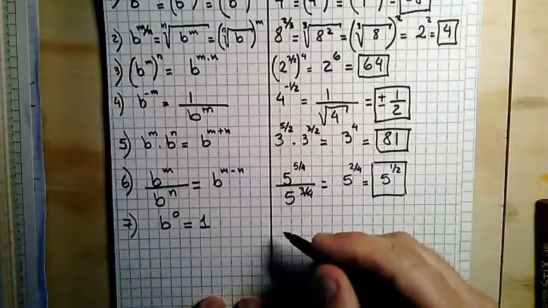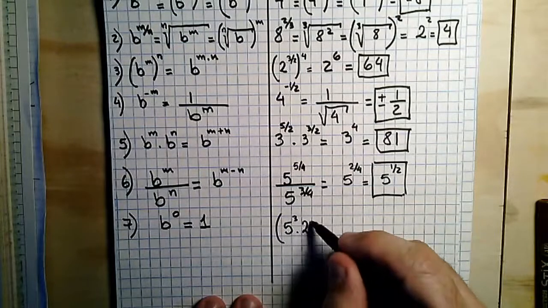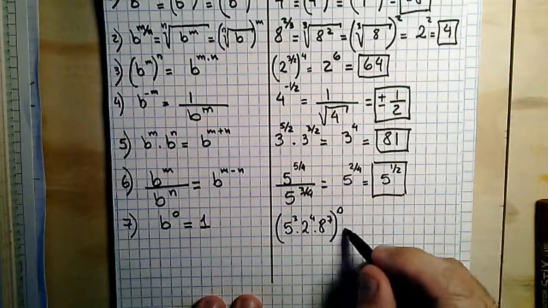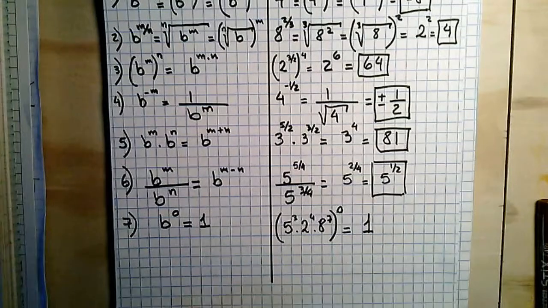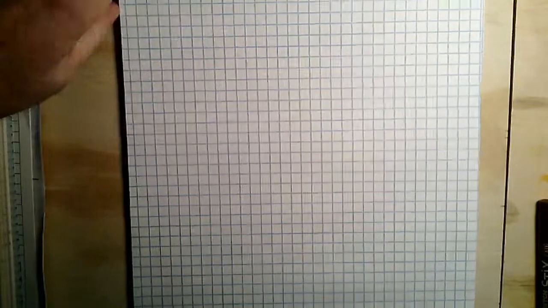So for any expression, any number, if I have 5 to the 3rd times 2 to the 4 times 8 to the 7, and all of this is to the 0 power, it's only 1. So those are the properties that we are going to use for solving the problems for power functions and radical equations. So next, what I am going to do is solve some problems or some representations.